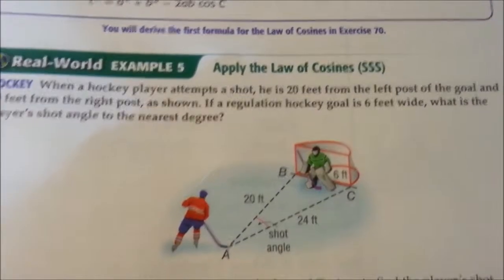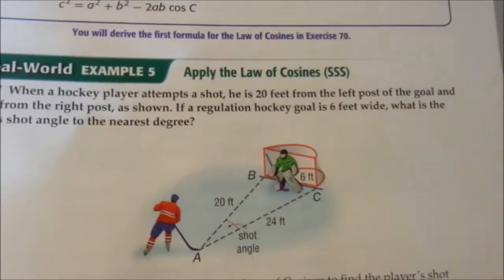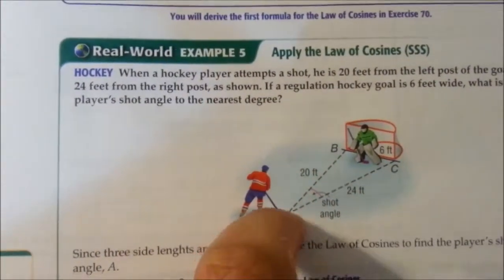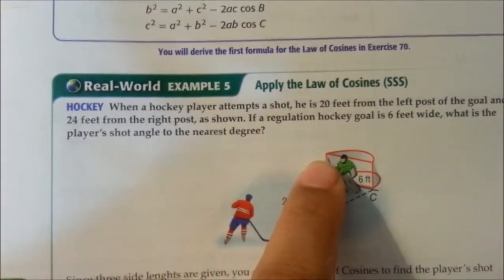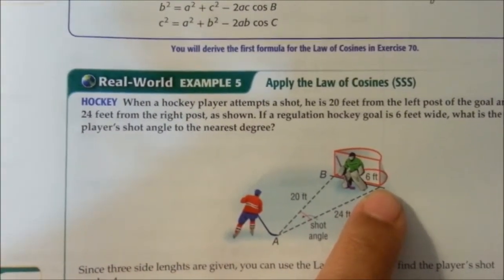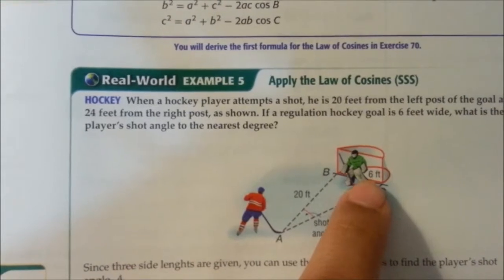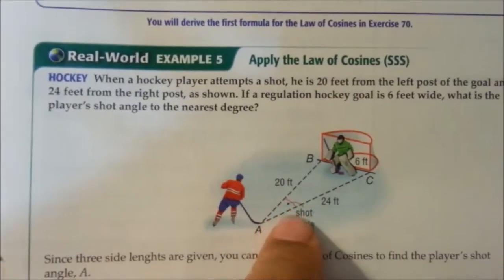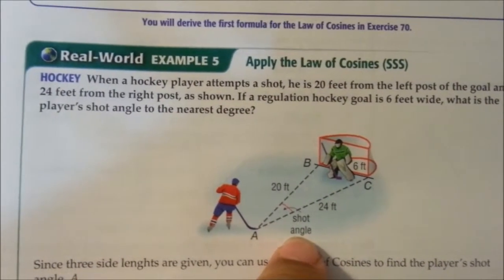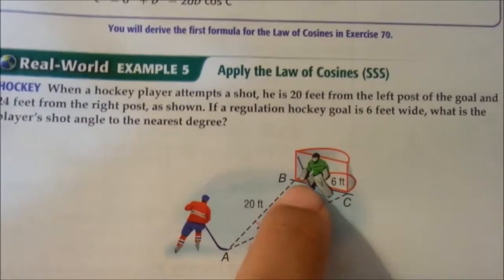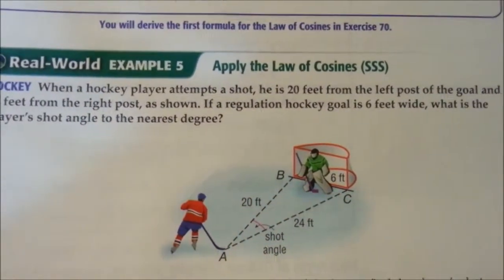This is an example of the law of cosines. A hockey player is attempting a shot, and he is 20 feet from one of the posts and 24 feet from the other post. The hockey goal is 6 feet wide, and the question is, what is the player's shot angle? We're going to go further than just finding the shot angle. We're going to find that angle as well and that angle as well.